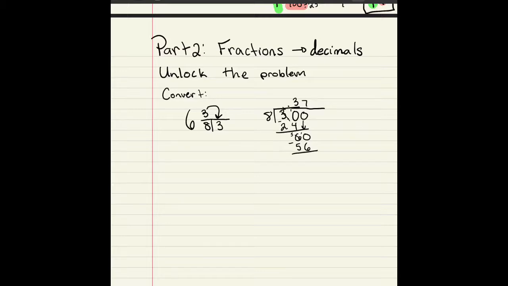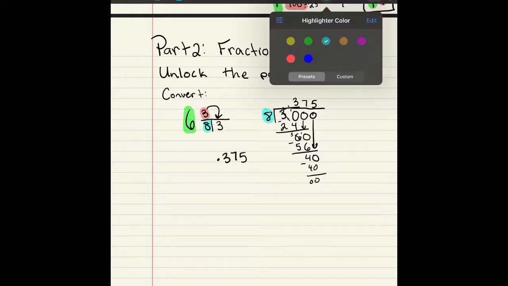And when we subtract, we have a remainder of 4. Bring our 0 down, and 8 can go into 40 five times. So now we have 0.375. We still can't forget our whole number, right? So let's highlight this, how we had it. So our whole number is 6. Our numerator is 3. Our denominator is 8. And here they are again.